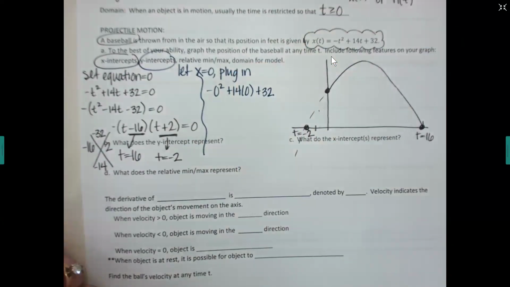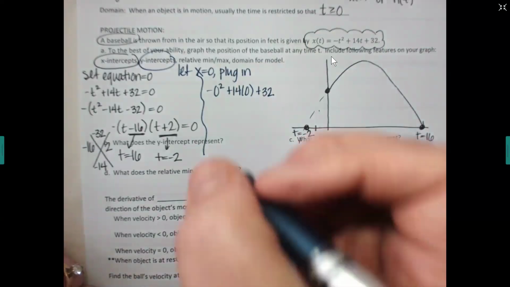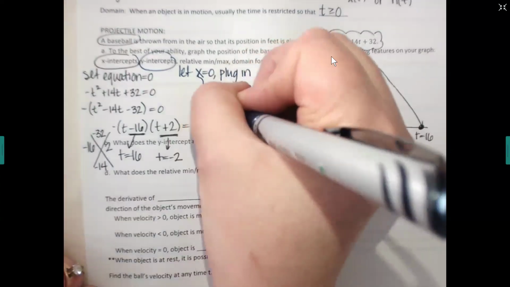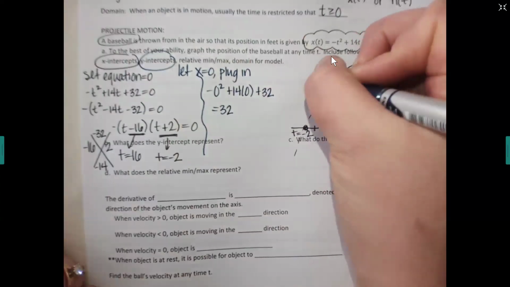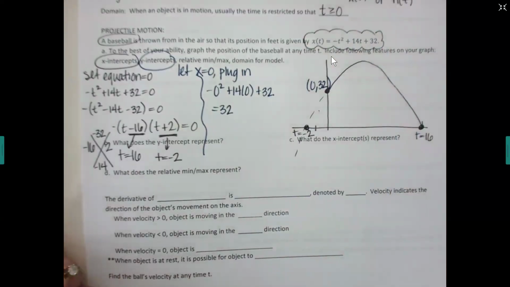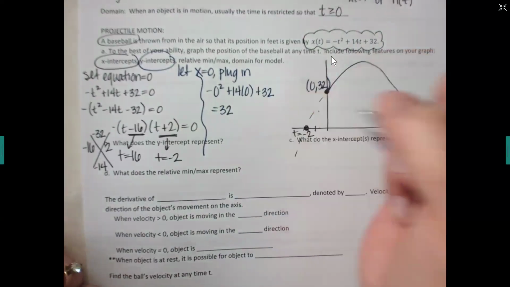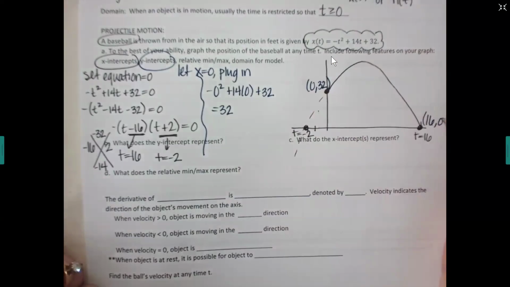And what is that going to be? When you just do the math on it, 32 is correct. So what that means is that this dot here is (0, 32). And then this is (16, 0).